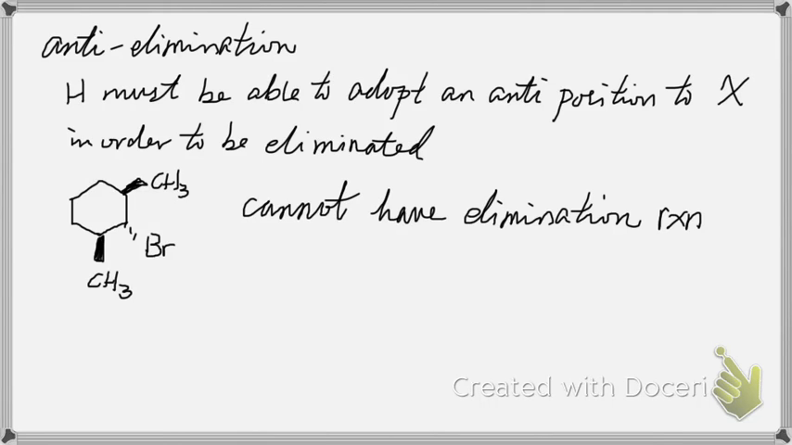This alkyl halide cannot have an elimination reaction because there is no beta hydrogen that is anti to bromine. In the open chain form, we can always rotate the bond to make hydrogen anti to the halogen. But when we have a ring, the bonds cannot be rotated freely. Then we have this issue.